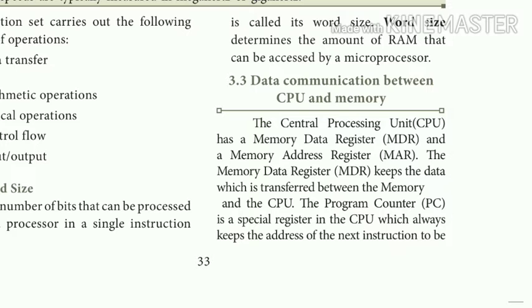The program counter is a special register in the CPU which always keeps the address of the next instruction. Okay, so this is also important to mark: what is meant by program counter. It is a special purpose register that is used to get the address of the next instruction that has to be executed. So this is the program counter.